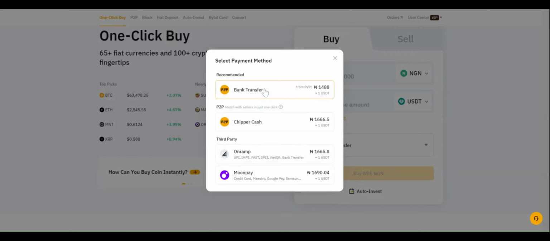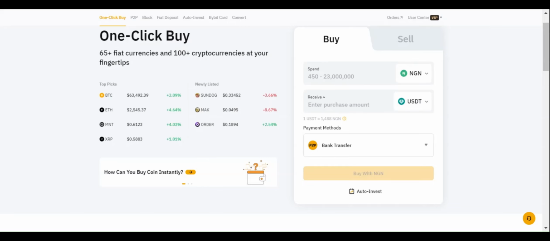If I have money in my bank account that is still fiat, in this case naira, then I would send money and then they'll show me the exchange rate. 1,488 naira will equal 1 USDT. And then they're showing me the rate for cheaper cash also, which is slightly higher. But basically, this is a very straightforward and convenient method of converting your fiat to crypto. So if you want to buy crypto, you can just easily do this.